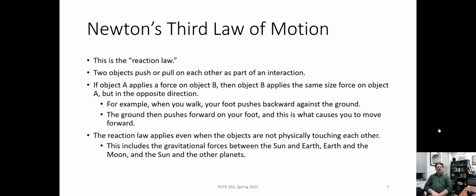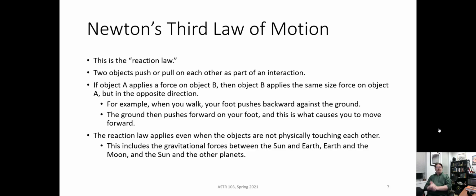And then we come to Newton's third law of motion, or the reaction law. Ultimately what that states is that for every action there is an equal and opposite reaction. So if you apply a force to an object, that object will apply an equal and opposite force to you. In astronomy, the most applicable example is gravity. The gravitational pull that the Earth exerts on the moon is equal and opposite to the gravitational force that the moon applies to the Earth.